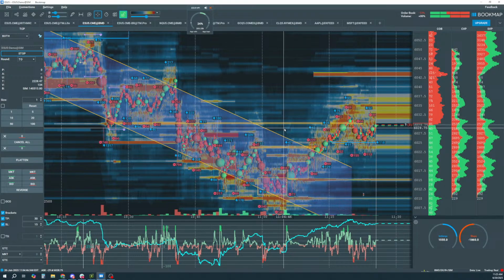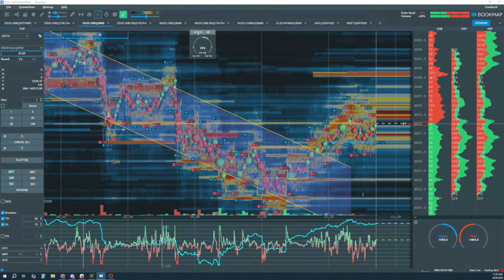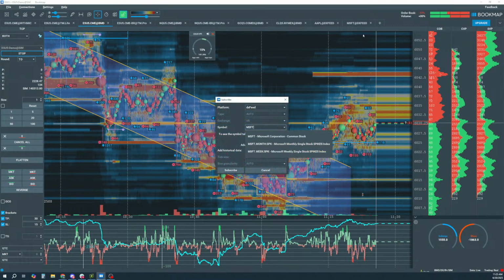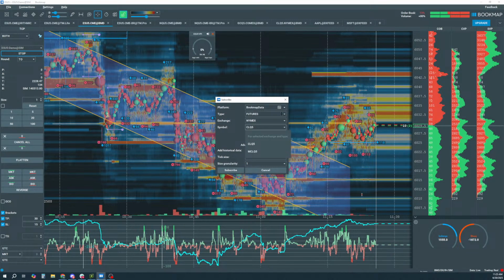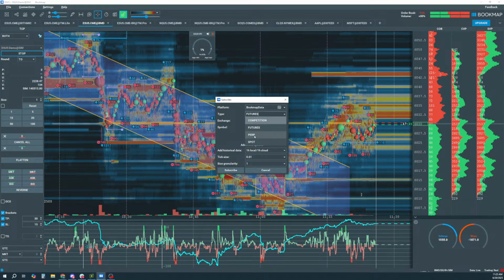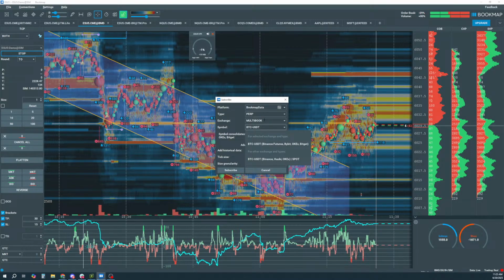BTC USDT, I don't know what you want to understand from it. We are a data provider also for crypto. So if I click on the plus tab here and select Bookmap Data, and this data is free for crypto. Okay, now for the type, click on the type here, and you're going to go with either perpetual or spot. Since this USDT, we'll go with perpetual.